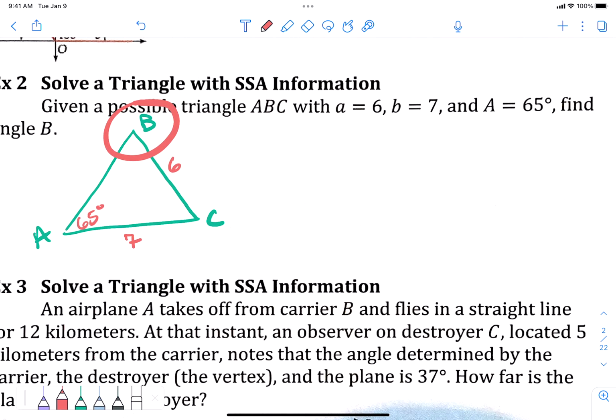So in this case, we don't care about big C and little c. We are just solving for big B, okay? So if you need to list these out across from each other, we have A and B. We don't care about any of the C's because we're not solving all of them. So we have 65, we have 6, we have 7. We're solving for big B, okay?